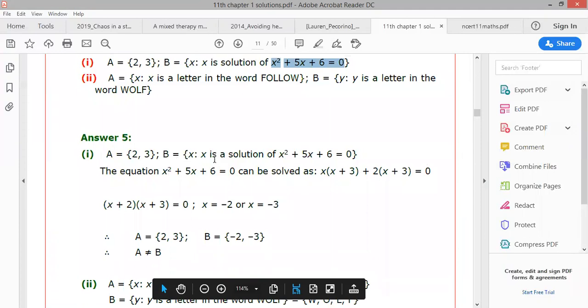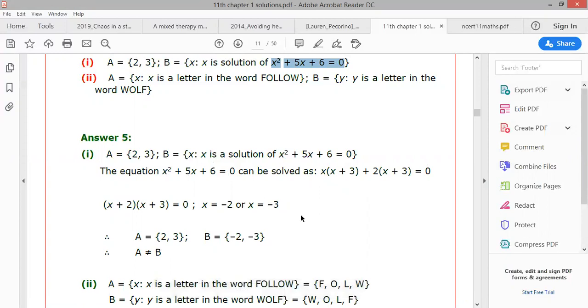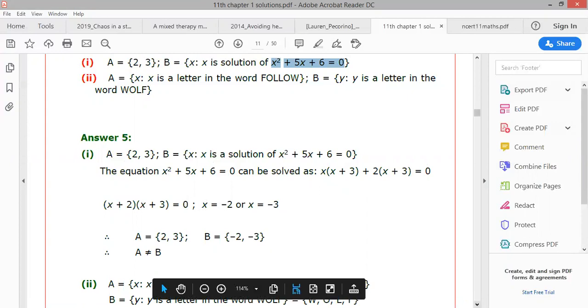See here, B is this equation. We will solve this equation by splitting the middle term, and we will get the values of x as -2 and -3. Obviously, A has elements 2 and 3, but B has elements -2 and -3. So these are not equal.